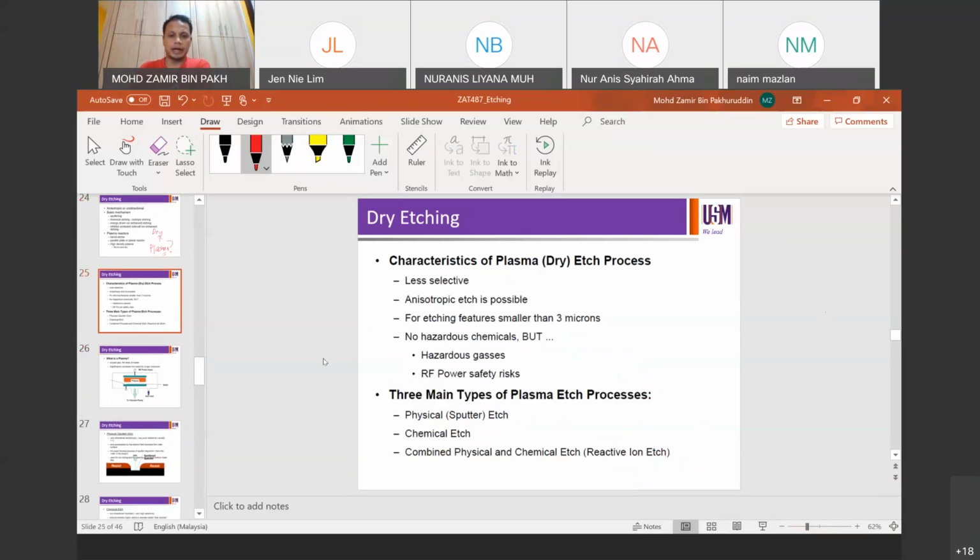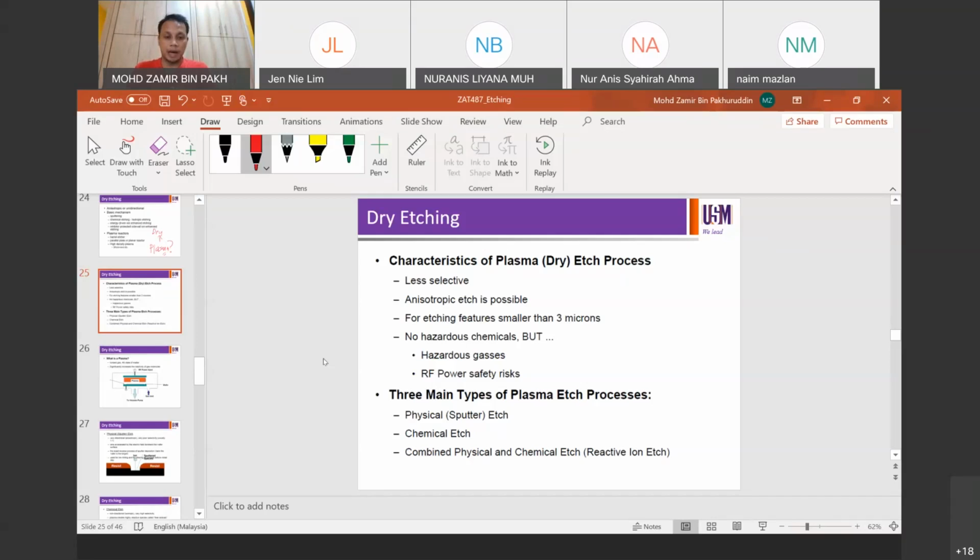So the characteristics of dry etch or plasma etch: less selective. What is there, it will usually etch, but it depends as well. We have exceptions. It depends on many factors in some cases, right? It's not a blanket for all cases. Less selective. Anisotropic etch is possible. Even though we also have some cases of isotropic dry etch, dry etch is generally anisotropic in nature. For etching features smaller than 3 microns, if you compare to the wet etching just now, where we talk about microns, nano size is more favorable for dry etch.